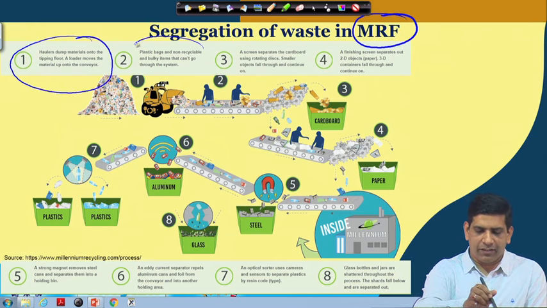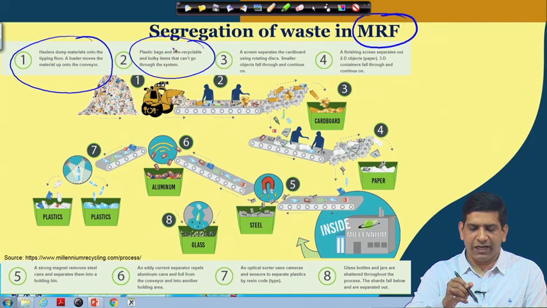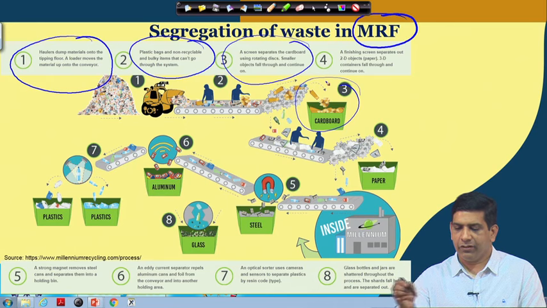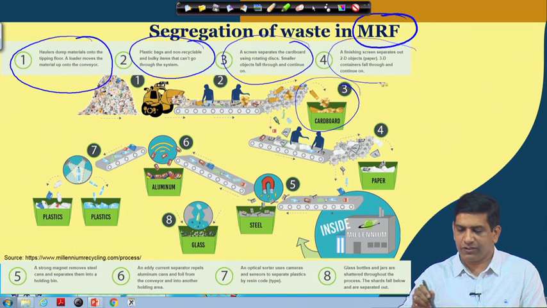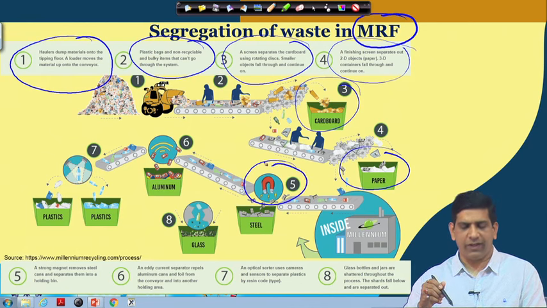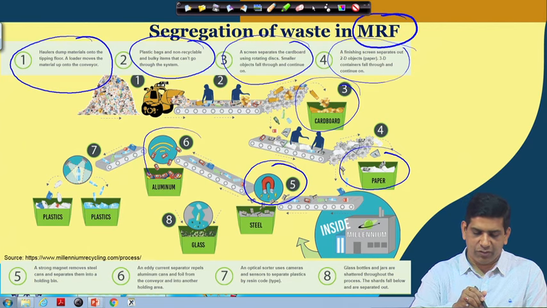Then plastic bags and other non-recyclable bulking items can't go through that system, so a screen will separate the different materials. The screen will take the cardboard using rotating discs, and smaller objects will pass through. The cardboard gets collected and taken away. Then a finishing screen separates out the 2D paper from the 3D containers. Another screen removes the metal: you use a magnet to remove the ferrous, and eddy current separators to remove the aluminum.